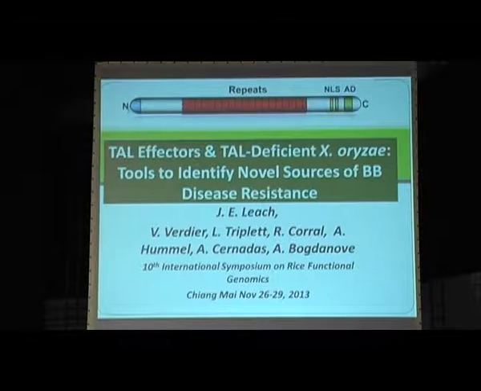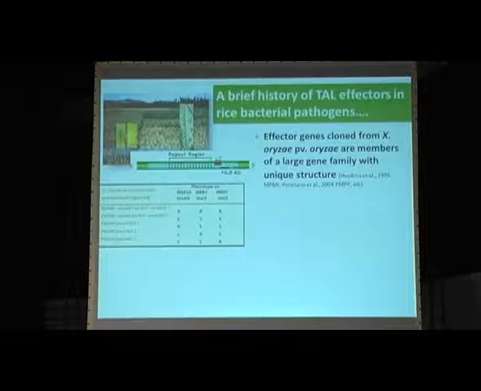So I'd like to give you a brief history of TAL effectors in rice bacterial blight pathogens. These are effector genes, and I'll give you a little more description of them later, that were originally cloned from Xanthomonas oryzae. They were originally shown to be members of a very large gene family with a very unique structure. This central repeat domain dominated our curiosity for years.